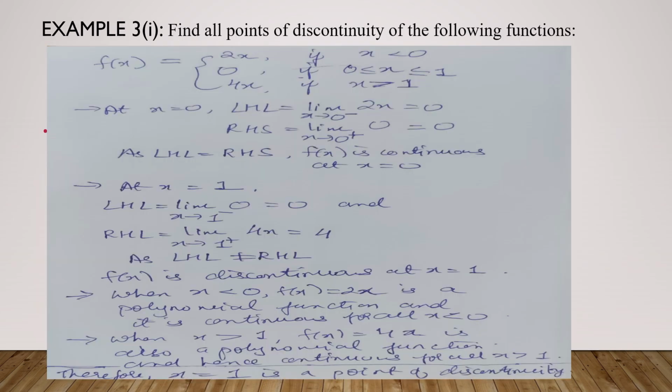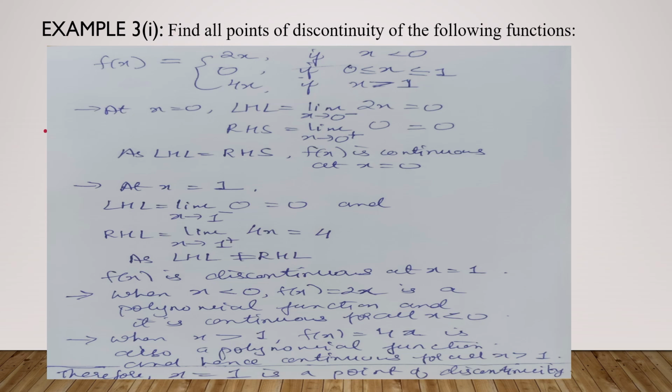Next example. Find all points of discontinuity for the following functions. The first function f(x) is defined as 2x if x is less than 0. If x is between 0 and 1, the function has value 0, and if x is greater than 1, it is defined as 4x. So now you can see at x = 0 and x = 1, we need to check the continuity.